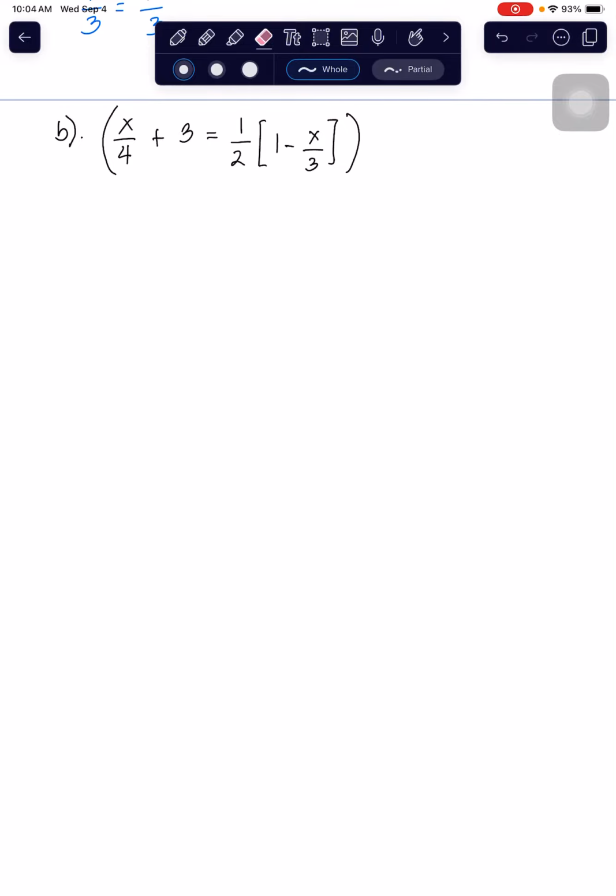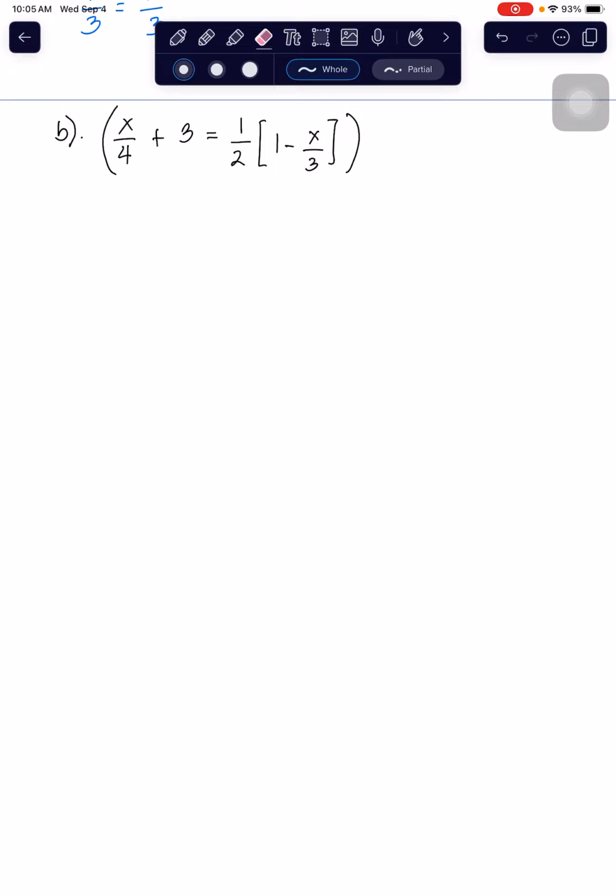So let's answer letter B now from the book, still from pages 56 to 57. Now we have letter B, x over 4 plus 3 equals 1 half, open close bracket, 1 minus x over 3. Now again, to make this complex equation into a simpler equation, we need to find the LCD and multiply both sides of the equation with that LCD.